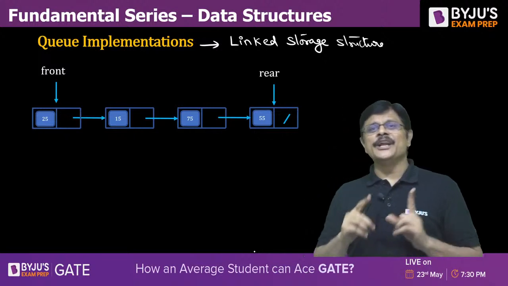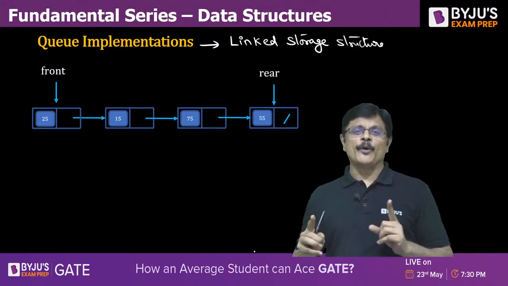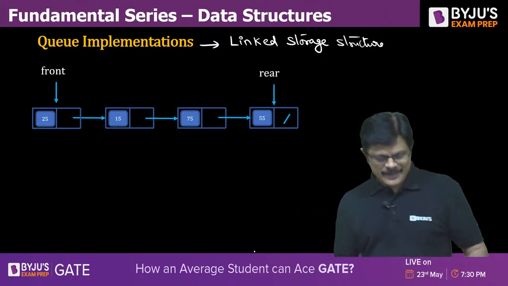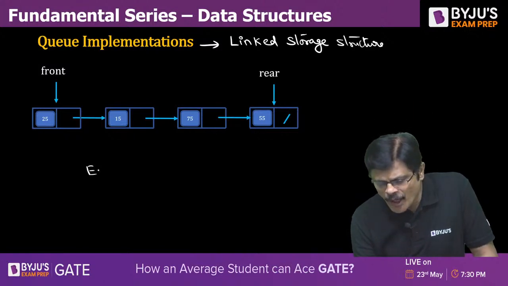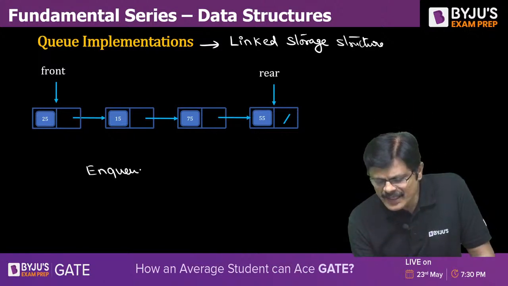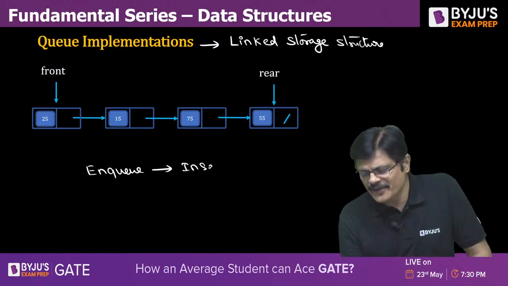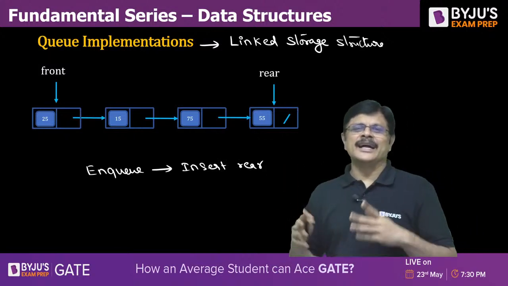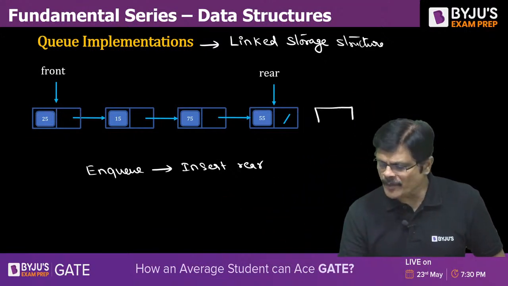See, my dear friends, if you want to implement queue using a linked list, we need to have a singly linked list. We need to have 2 pointers, one pointing to the first node and the other one pointing to the last node. And here the NQ operation is the same as insert rear. We can do the insert at the rear, that is your NQ operation.